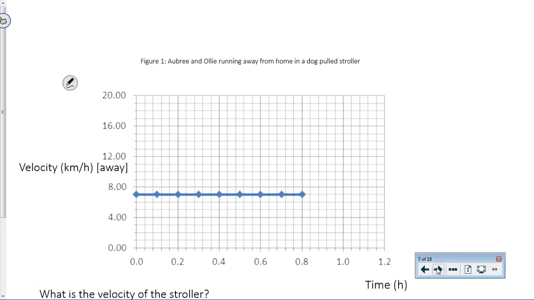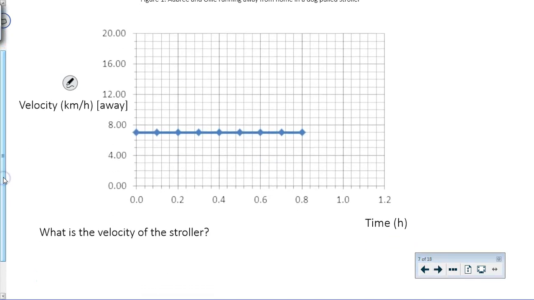So, some questions that we could ask you about this. What is the velocity of the stroller? So the first question you should be asking yourself with this is, is the velocity changing? As we take a look at the graph, we can see as we're going across, nothing is changing. We don't see a slope. We don't see anything like that. So we are keeping a constant velocity.